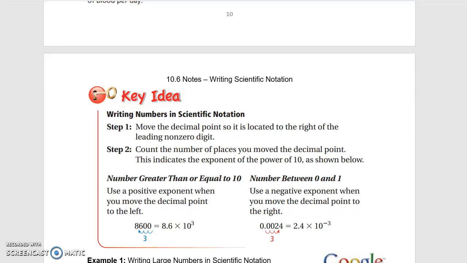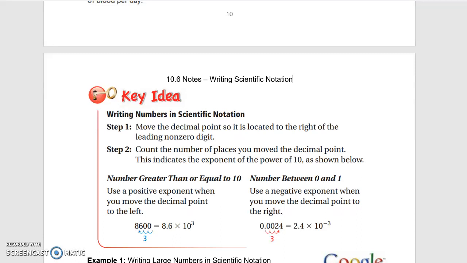So that means we want to start with a factor that is 1 point something, 2 point something, 3 point something, all the way up to 9 point something. Then we're going to see how far we have to move that decimal so it gets to where it belongs, whether at the end of a positive number or in the right place for a decimal number. So we'll count the number of places you move the decimal point. This will indicate the exponent to the power of 10 as shown below.